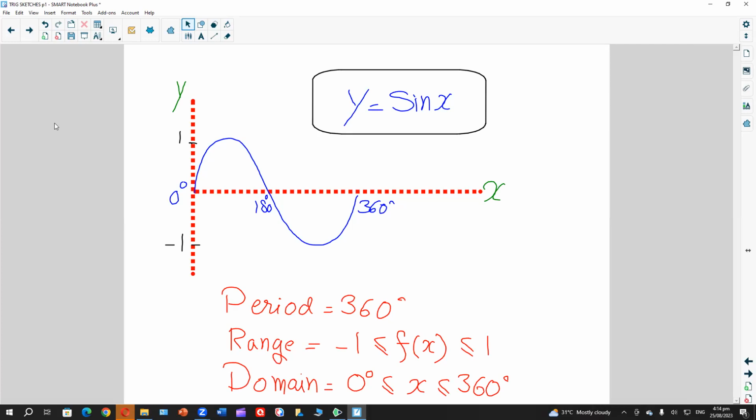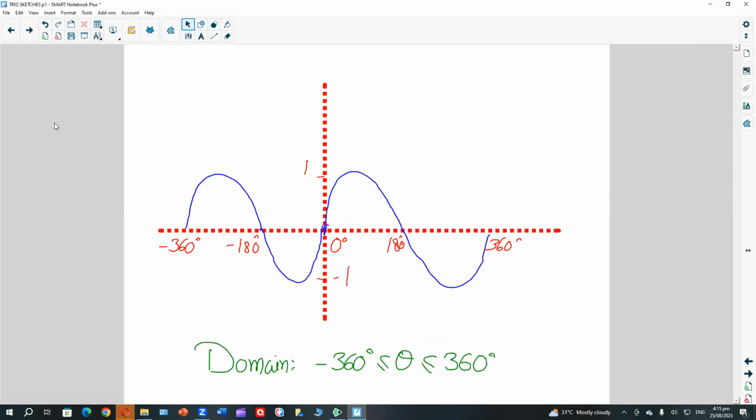The period is the concept of one cycle. One cycle is 360 degrees. Now you have to note the next concept for today. The sketch can be extended backward also. It will go behind in the same pattern. I have extended the graph, and the domain, which is the range on the x-axis, is minus 360 to 360.